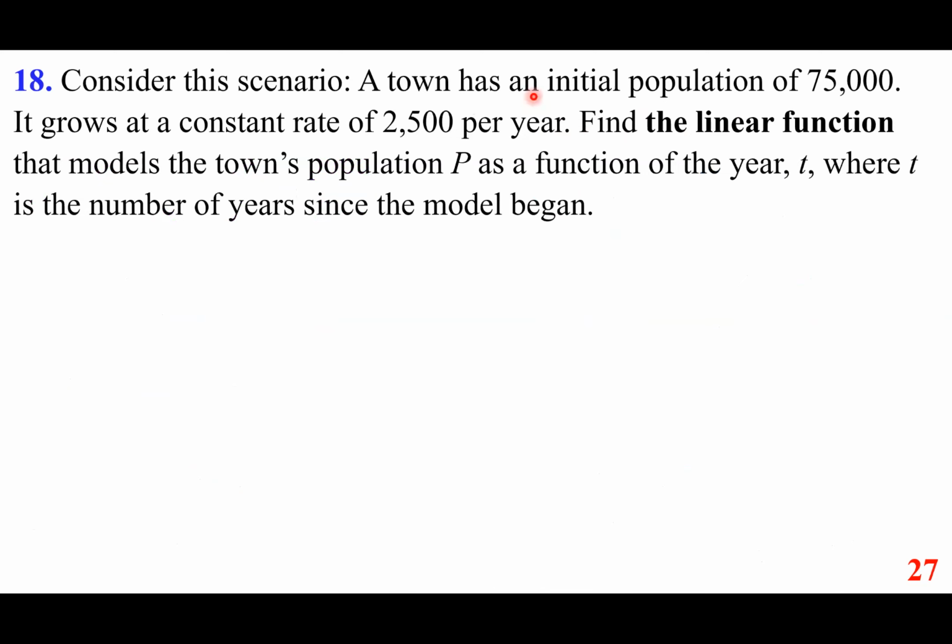A town has an initial population of 75,000. It grows at a constant rate of 2,500 per year. Find the linear function that models the town's population P as a function of the year T, where T is the number of years since the model began. So obviously we are going to use y equals mx plus b, and we are going to change the y to P. That's how they want it. And we're going to change the x to T.